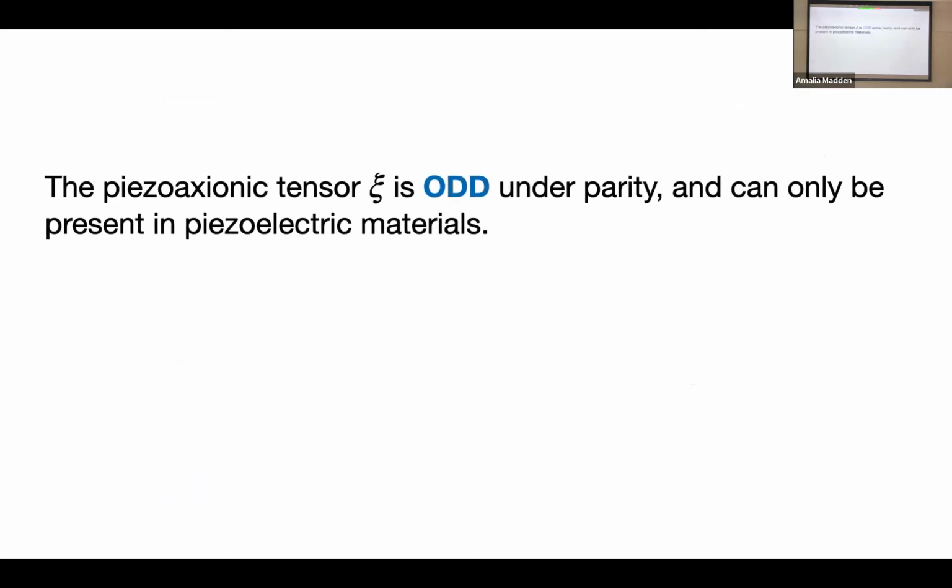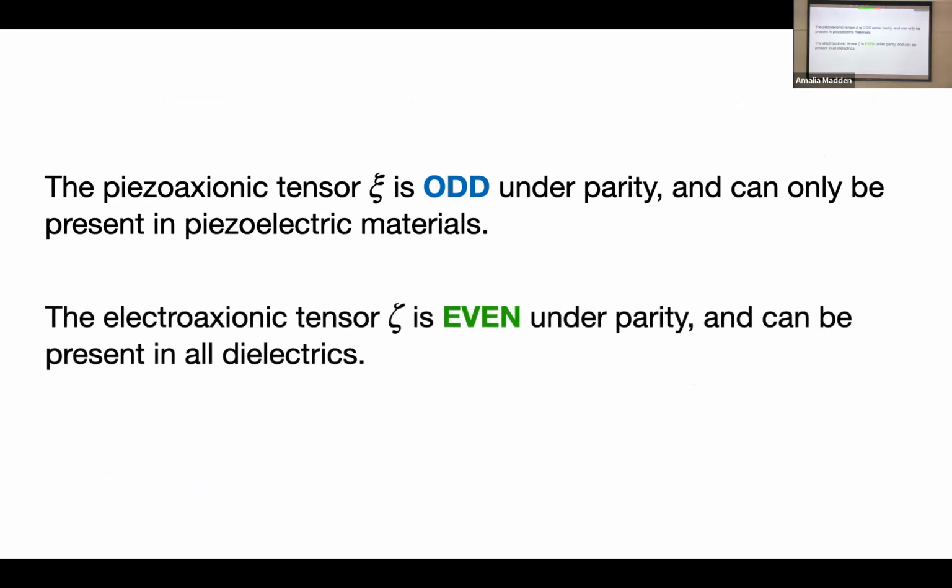So just to emphasize again, the piezoaxionic tensor is odd under parity and can only be present in piezoelectric materials. The electroaxionic tensor is even under parity and could be present in all dielectrics, but as we will see, it's better to focus on the piezoaxionic tensor. I can give you a sneak preview why. Essentially, the piezoaxionic tensor we're going to find can be enhanced resonantly.